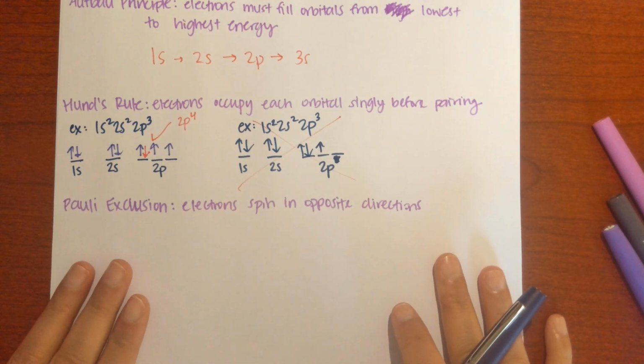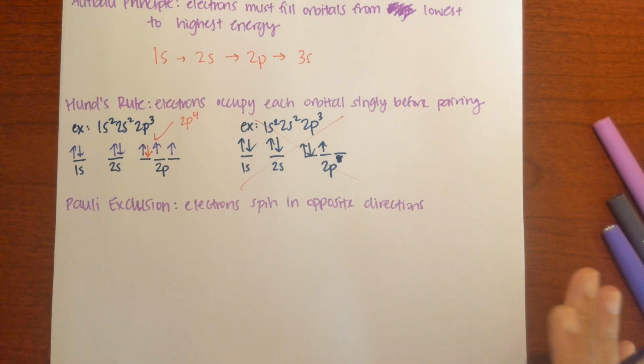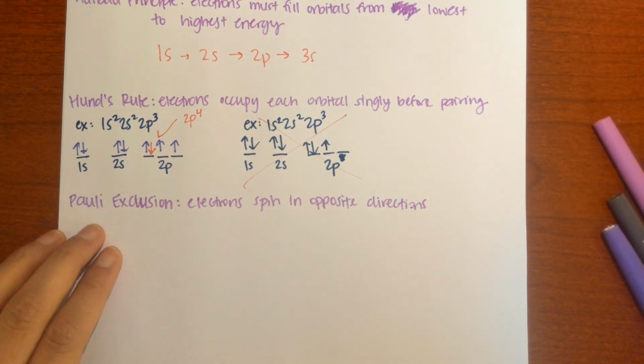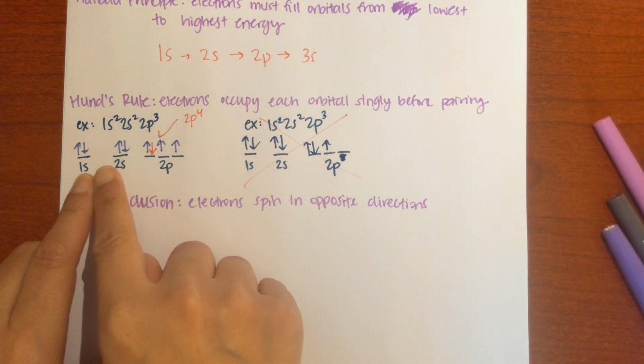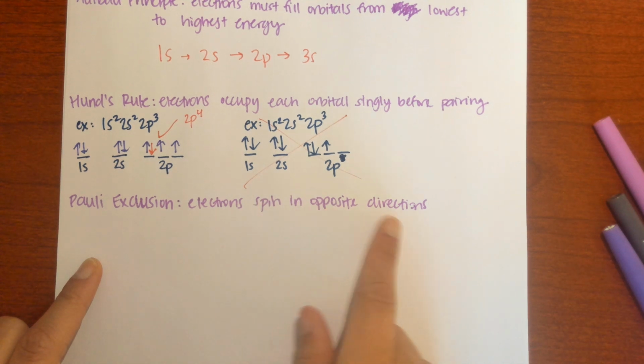And now, last but not least, we've got the Pauli exclusion principle. I also like to call it the batteries rule. So this is really simple. You've probably already seen that I drew the arrows in opposite directions. So electrons spin in opposite directions.